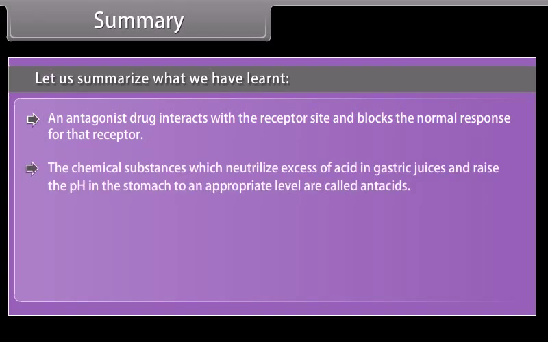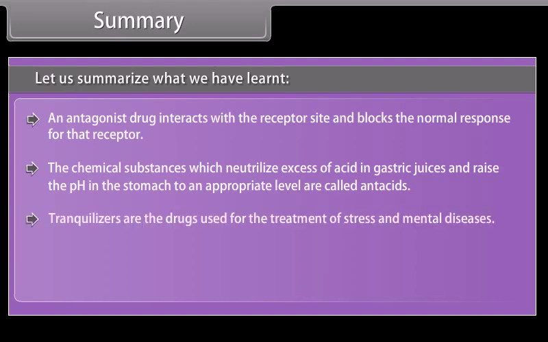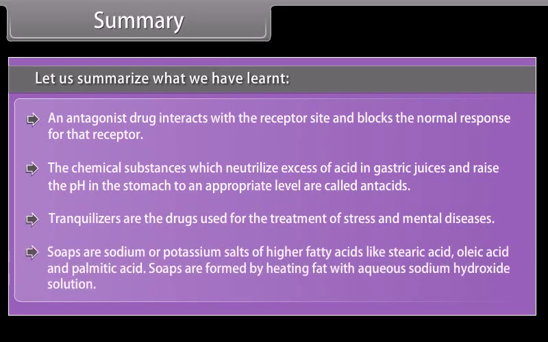The chemical substances which neutralize excess of acid in gastric juices and raise the pH in the stomach to an appropriate level are called antacids. Tranquilizers are the drugs used for the treatment of stress and mental diseases. Soaps are sodium or potassium salts of higher fatty acids like stearic acid, oleic acid, and palmitic acid. Soaps are formed by heating fat with aqueous sodium hydroxide solution.